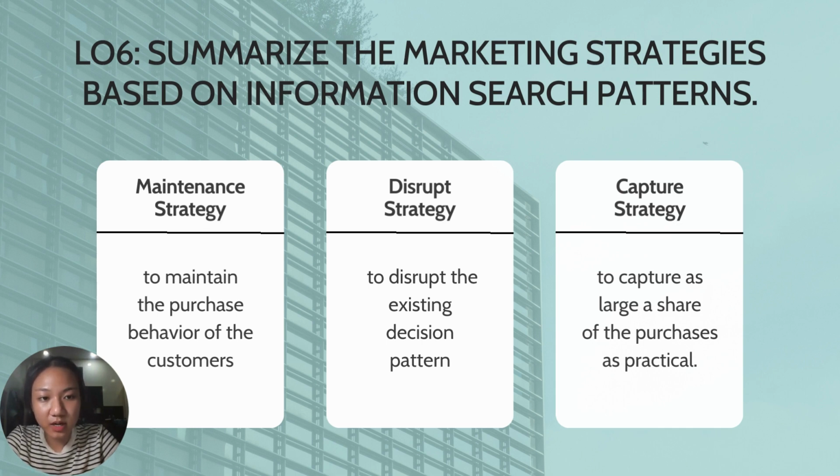Next up, we have the disrupt strategy. This is a strategy to disrupt the existing decision pattern. It needs to be done when consumers do not consider alternative brands or external information in choosing the product. Attention-grabbing advertisements could work in this case. In particular, this kind of advertisement can make consumers consider the information and the brand alternatives more.